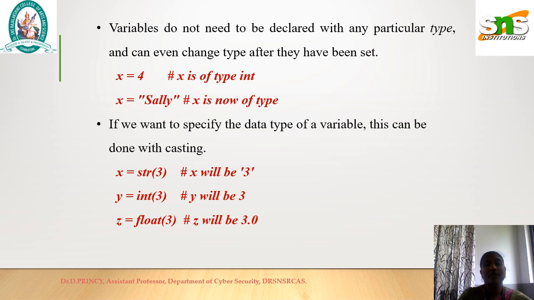Variables do not need to be declared with a particular type. x is equal to 4, automatically x is of type integer. x is equal to "Sally", then x, the value is rewritten and the type is changed to string now. If we want to specify the data type of a variable, we can do typecasting. For example, x is equal to str(3). 3 is a number, and when we assign the direct value, the type is integer. Suppose we want to make it a string type, we use typecasting. The value is 3, but it is of type string. Then int(3), float(3), like that.